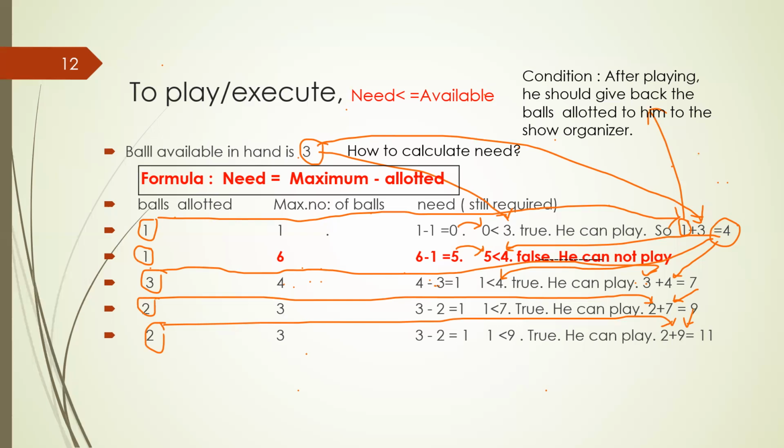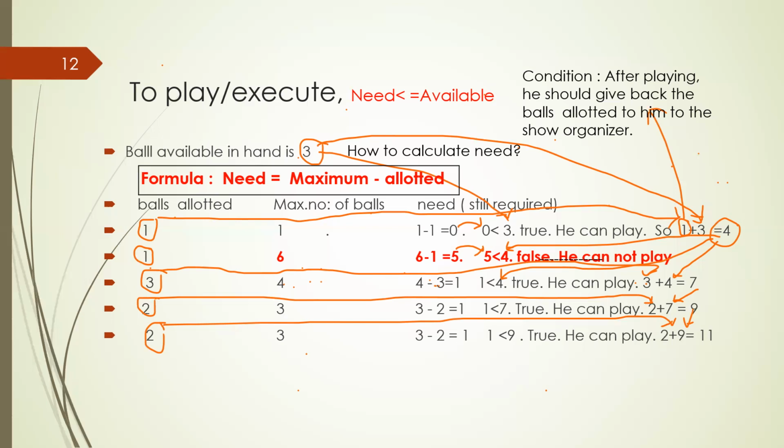Let us take the balls allotted to each magician, the maximum number of balls they can play at a time, and what's the need. Take the first magician A, the number of balls allotted is 1, maximum number of balls he can play is 1. So need is maximum minus allotted, so 1 minus 1, 0. His need is 0. Now compare the need less than 3. 3 is the number of balls unallotted, right? So 0 less than 3, true. So he can play. His need is less than available, so he is allowed to play.